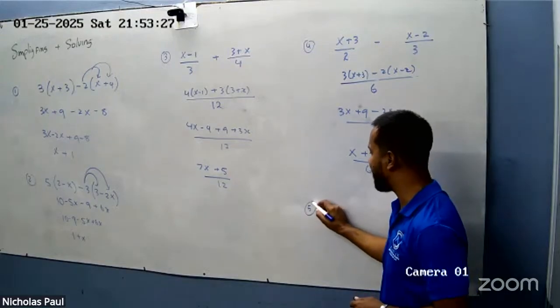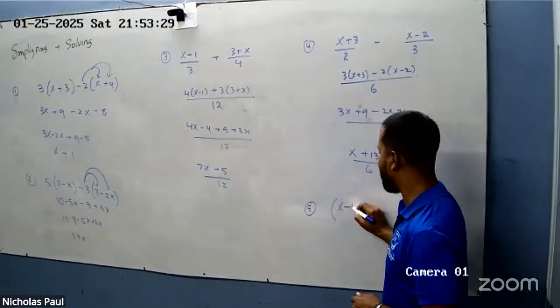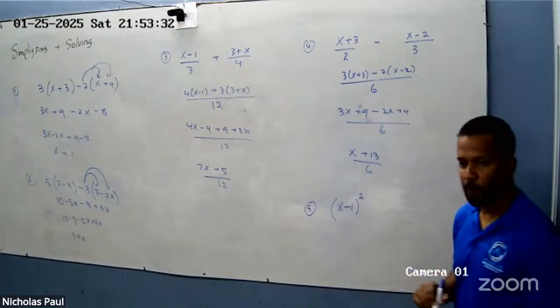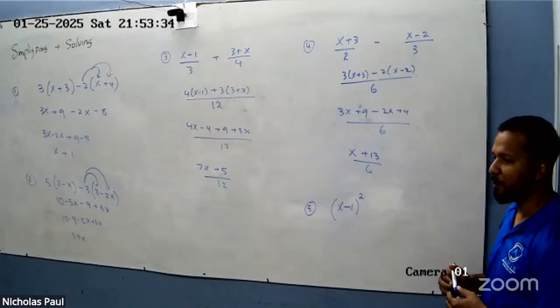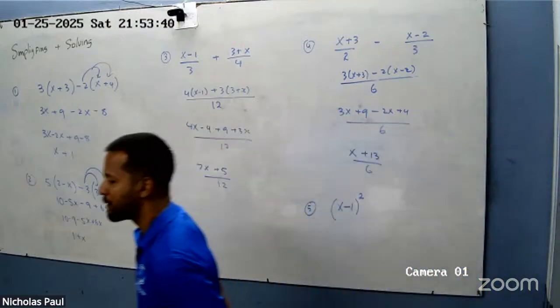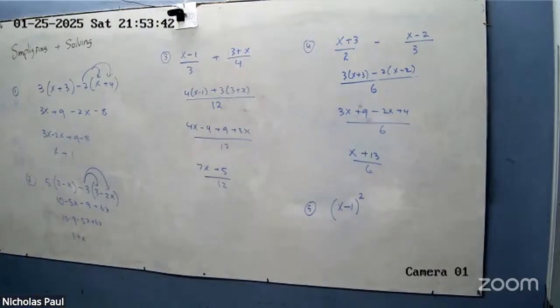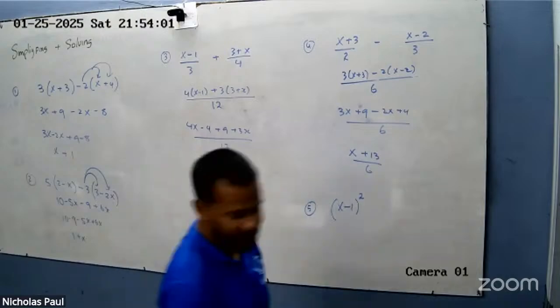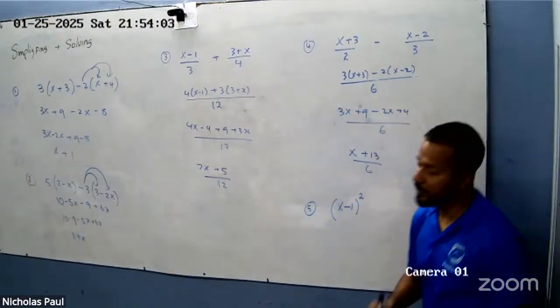I want you to expand this somehow. Expand x minus 1 squared somehow. You do that on your own. X minus 1 squared. Everybody need me? Right, expand this here for me, please.